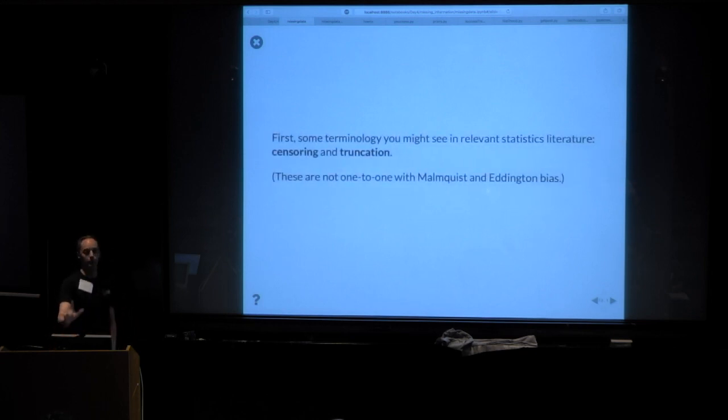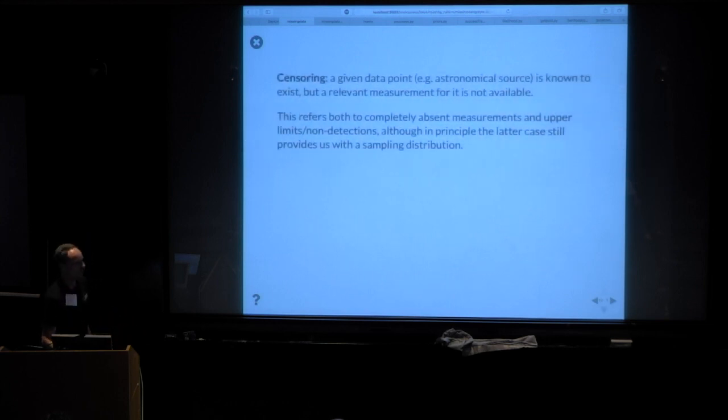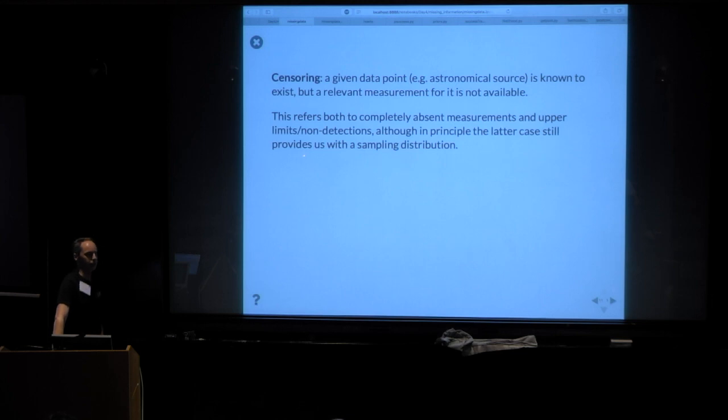But before that again, let's talk about two more bits of terminology, this time on the statistics side rather than the astronomy side. And just to be clear, even though there are two of them, there isn't a one-to-one correspondence with the two things that we just talked about. So censoring in statistics means that a given data point, and here data point means, in our case, a source, maybe a galaxy or a star, a given data point is definitely known to exist, but there's some potential measurement for it which either hasn't been made or isn't good in some way.